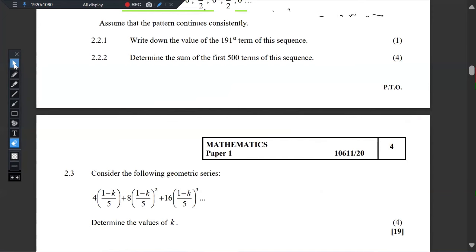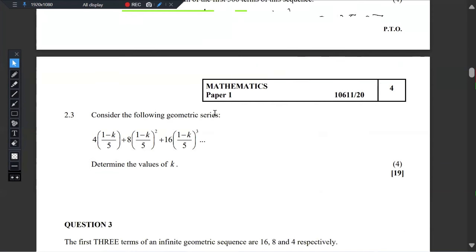Okay, then here, now we are given a geometric series. They say consider the following geometric series, determine the value of K. Now with this, they did not mention it, but the assumption is that this is a convergent series. So I feel like they needed to mention it, but there was no other way to get it. The only way you can get the value of K is by using -1 < r < +1. So that is the condition for a convergent series, right?